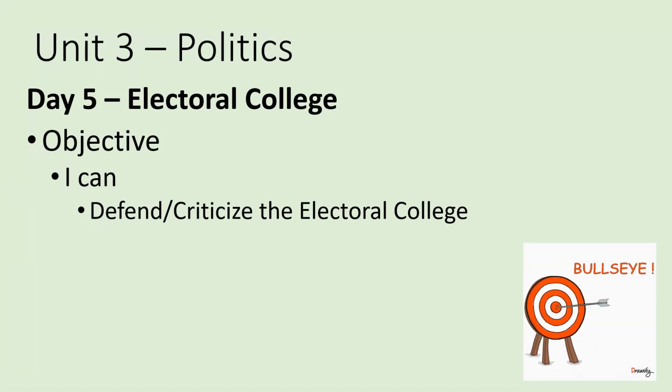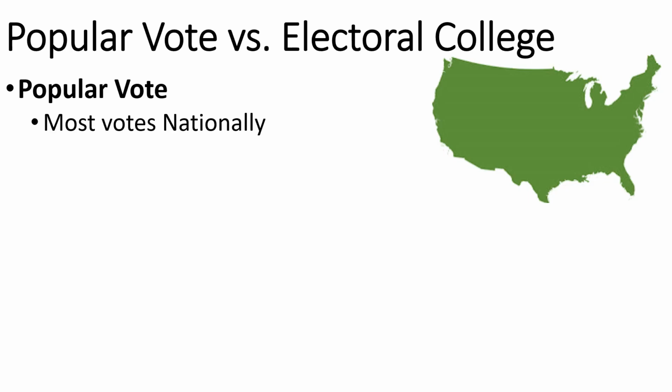Let's talk about the Electoral College, or the system that we use to select the President of the United States. And we will answer the age-old question of how does one win the popular vote, but lose the Electoral College and not become president? Well, first of all, the popular vote is the most votes nationally.